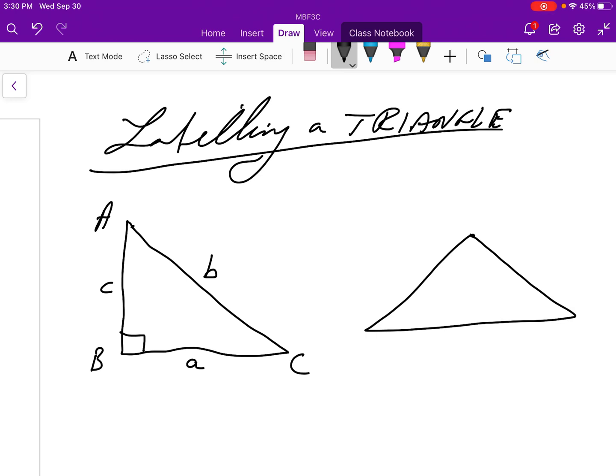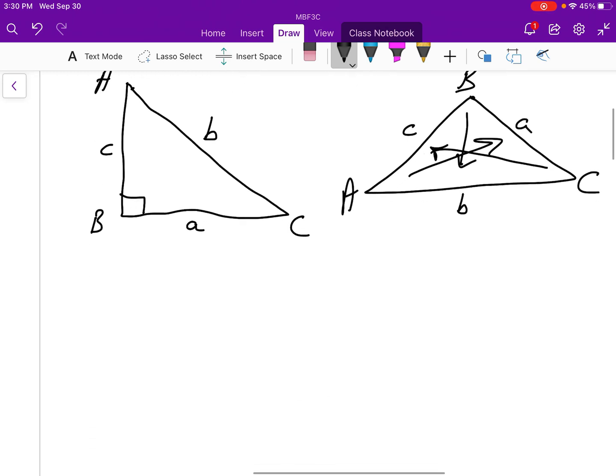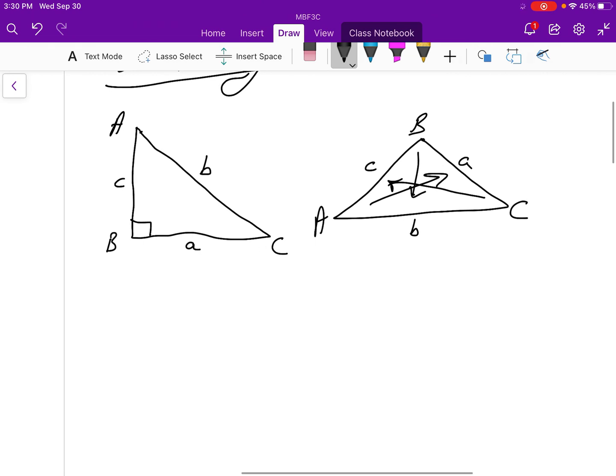If we have a non-right triangle, again, we can label it A, B, C. Again, we just take a look at the opposite side as a, opposite here would be b, opposite there would be c. It's just a way that we identify the triangles themselves.